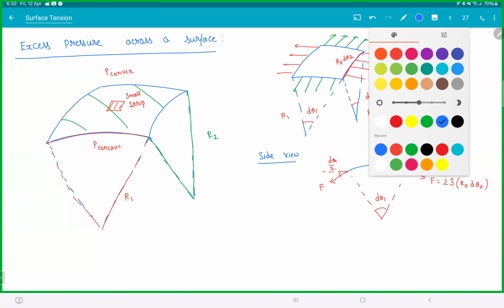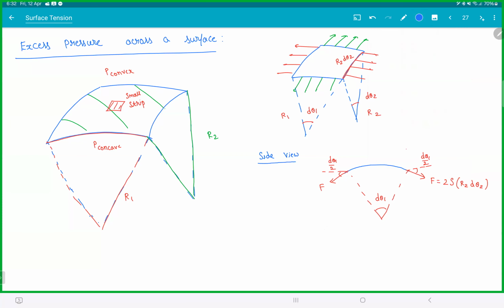The other side view, if you look at it, is another side view. It would look like this. I will draw this also like this only. These are the green ones. Let's call this F1. This angle would be d theta 2, and this angle will be d theta 2 by 2. This F1 will be 2S into r1 d theta 1.